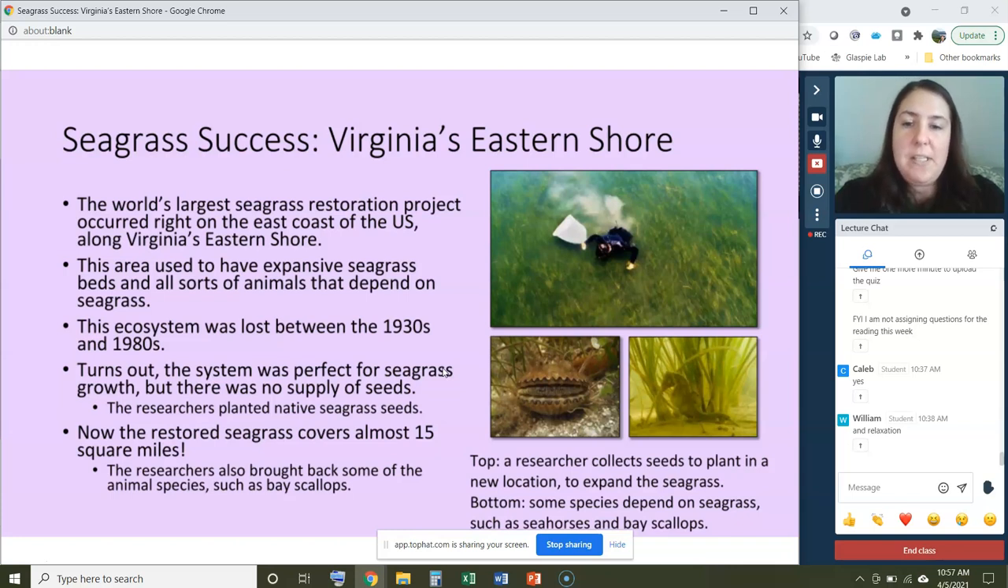This example is a representation of what restoration can achieve. So this is full restoration to previous conditions. And this is an example from seagrass restoration. And it's actually the world's largest seagrass restoration project by far, and it occurs not too far from here on the eastern shore of Virginia.